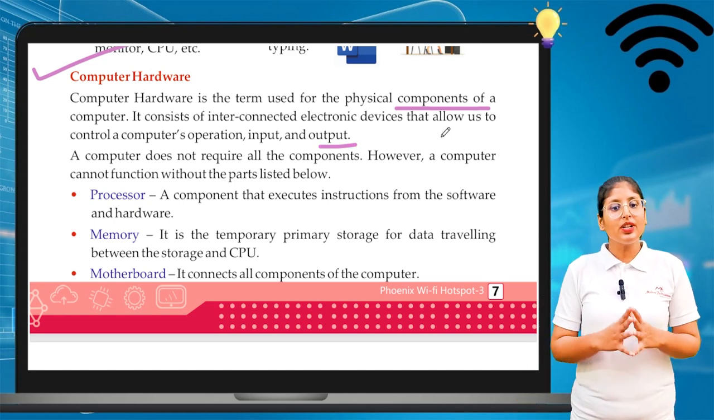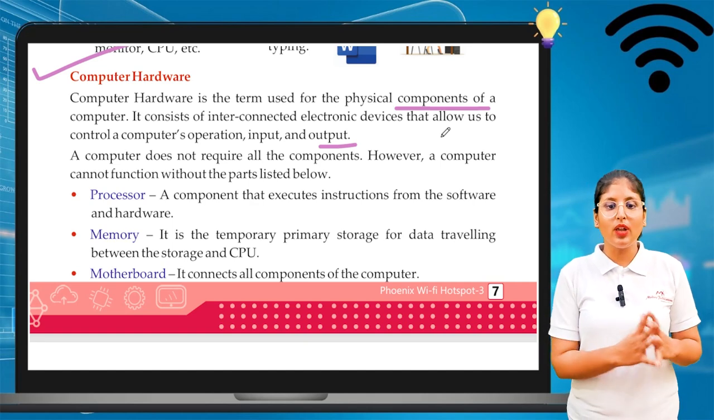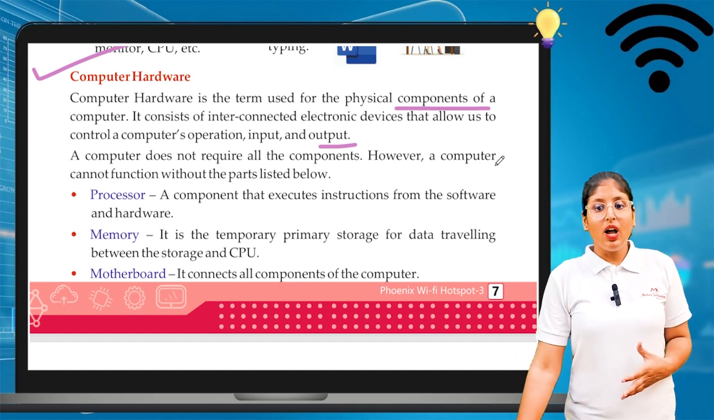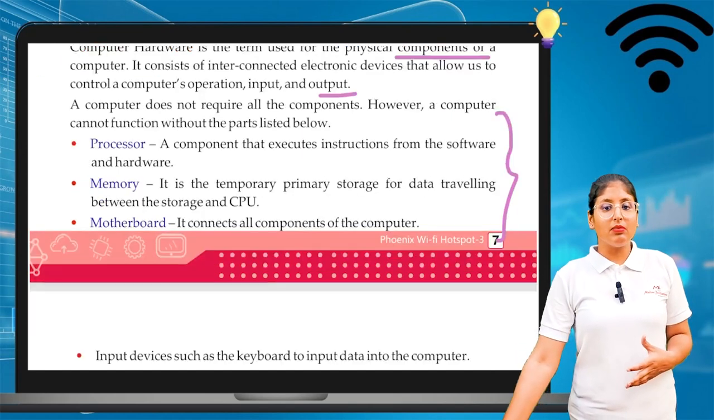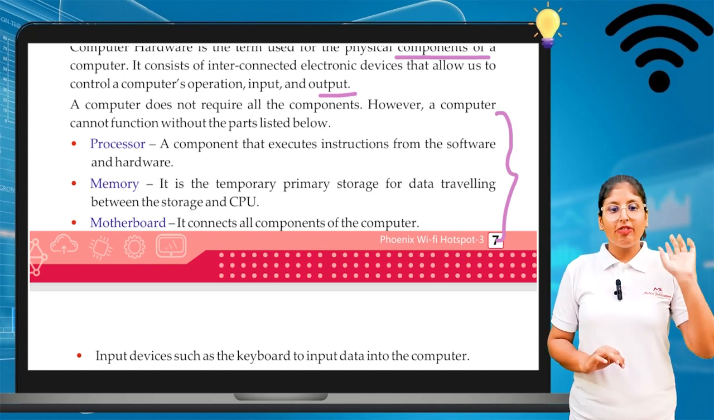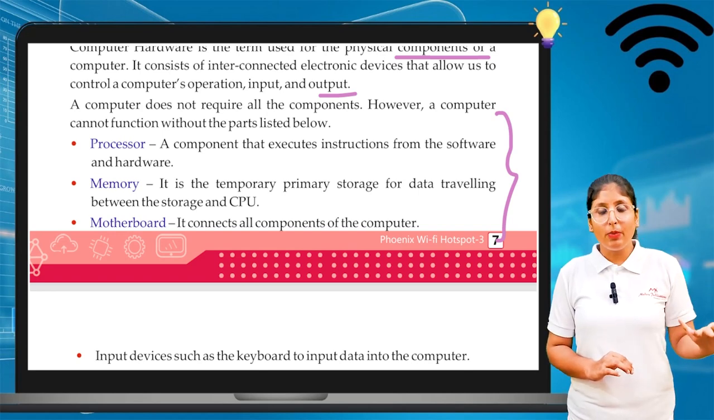So a computer does not require all the components. However, a computer cannot function without the parts listed below. So these are the parts of the computer. Without these parts, the computer cannot perform. First is processor, memory, motherboard. These are the parts of a computer that are very essential, very important.